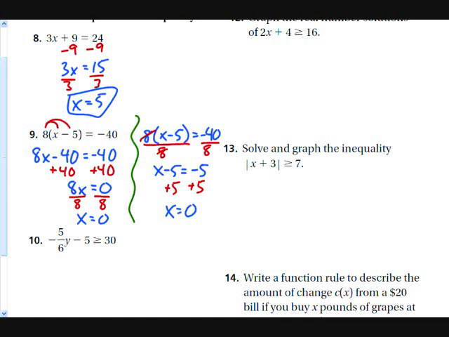So again, I get the same answer either way, and both of them are proper because I'm using the distributive property in one and then working backwards through order of operations. And the second way I did it, I'm just strictly working backwards through order of operations. But either way, my solution is x equals 0.